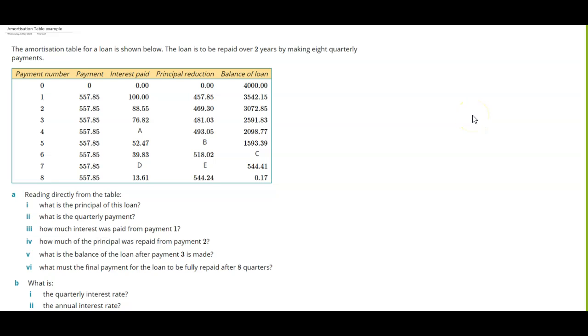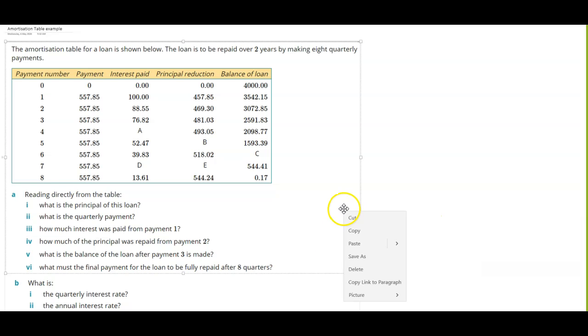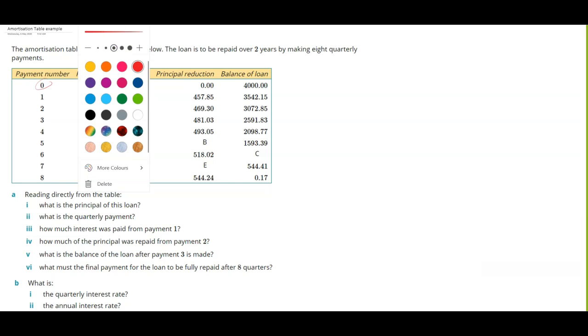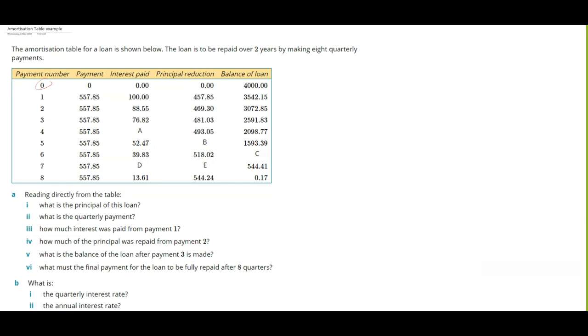Okay, so in this question you've got an amortisation table, which is basically like the balance sheet that the bank would give you to show you the different payments that you've made. So you've got payment zero, which basically means before the loan's even begun, and then you've got all the payments after that. And the balance of the loan means how much is left owing. So at the beginning of the loan, obviously it's 4,000 because nothing's been paid off yet.